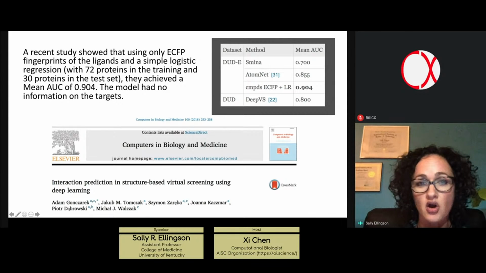But in this, they only used the features that come from the drugs, which were the fingerprints, like the binary string that I just showed, and didn't have anything at all to do with the actual protein in it.